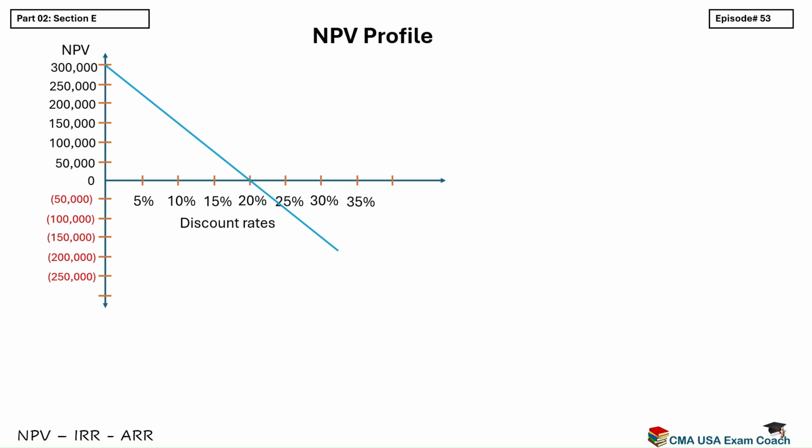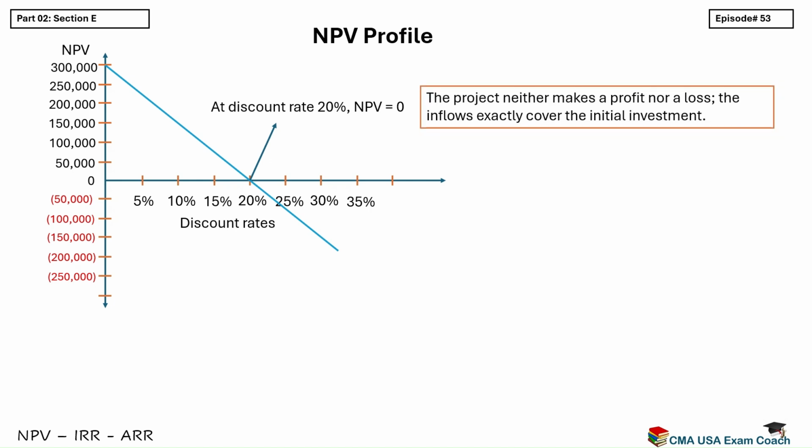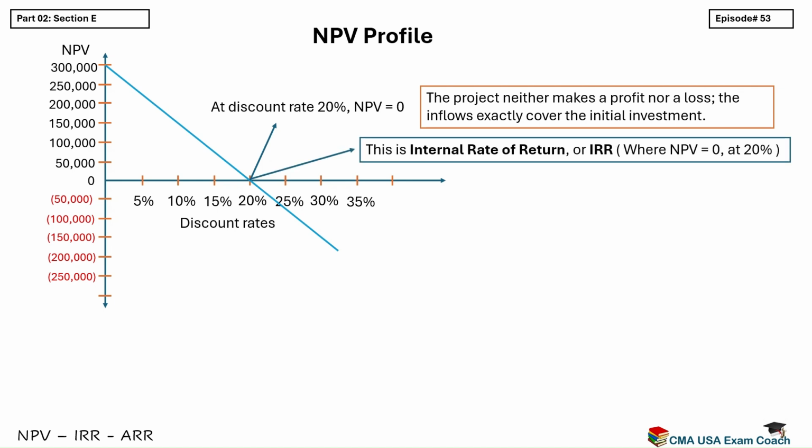our investment decision. Now let's focus on a very important point on our NPV graph, the point where the NPV is 0. In our example, this happens at a 20% discount rate. At this rate, the project neither makes a profit nor a loss. The inflows exactly cover the initial investment. This specific rate, where the NPV equals 0, is called the internal rate of return, or IRR.